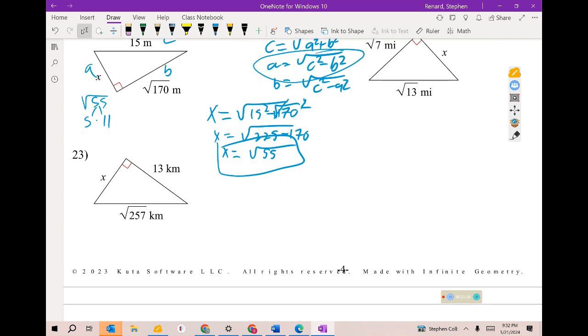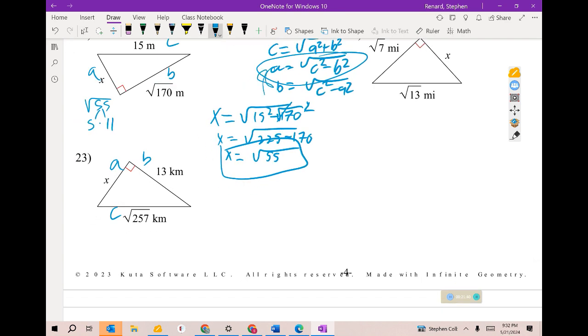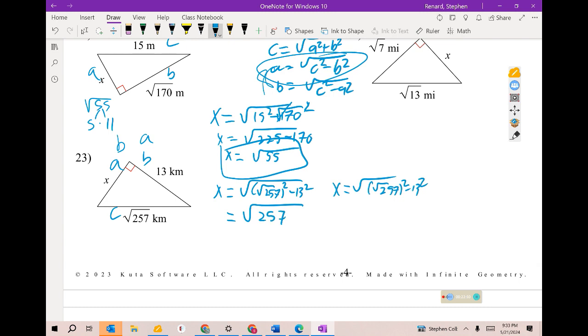Let's look at 23. Again, let's call this ABC. Notice here, it really doesn't matter whether you pick A or B. I'll just show you. So if I was going to do it for A, I'd have x equals the square root of 257 squared minus 13 squared. If I was doing it for B, I'd go, oh, that's x equals c squared minus a squared. Square root of 257 squared minus 13 squared. So it's the same thing. This is the square root of 257, because those cancel out, minus 13 squared, 169. 257 minus 169.